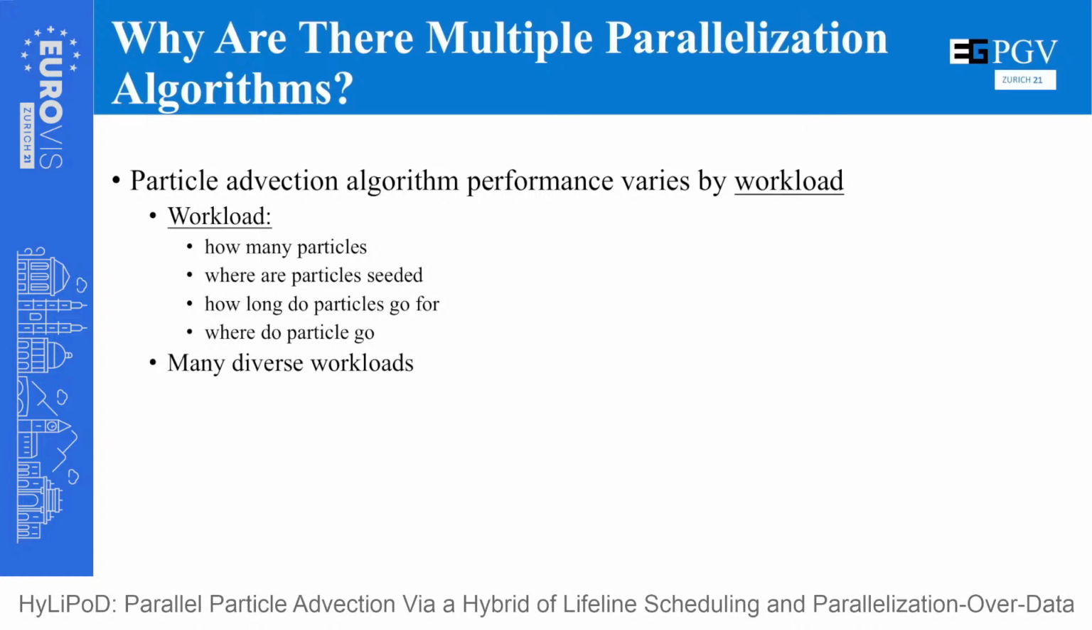The reason there are multiple parallel particle advection solutions is because particle advection performance varies depending on the workload. The workload is defined by different factors, such as the number of particles, the seeding box, the duration of each particle, and so on. And different parallel algorithms behave differently for each workload.